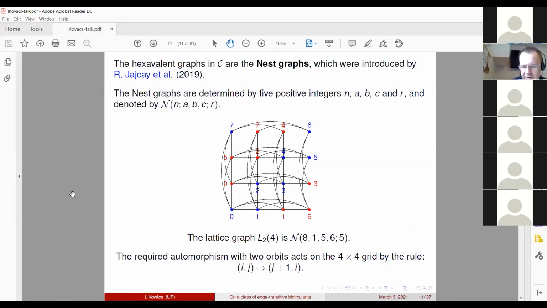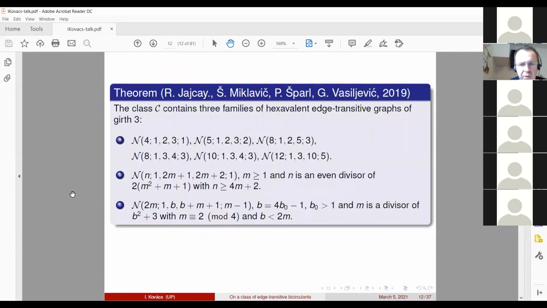So far, in all the examples I showed you, the graphs were H-transitive. And now you have the question, what are the H-transitive Ness graphs? Again, in that case, like in the 4-valent case, we have infinite families. And they managed to classify them under the further restriction that the graph contains triangles, that is, the girth is 3. In that case, the first family contains just 6 sporadic graphs, and there are 2 infinite families in B and C.